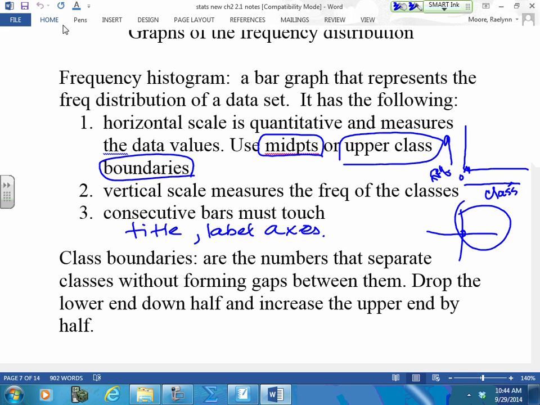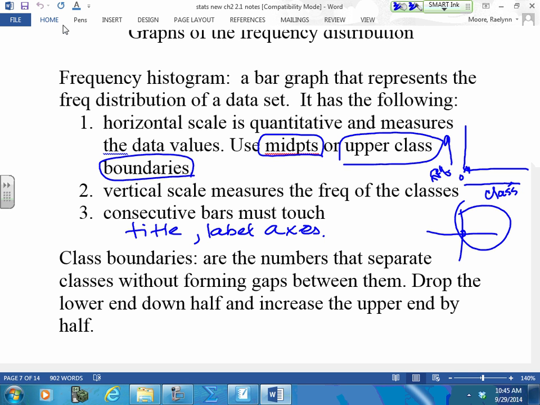You're going to put a title. These are in your class notes as well. Label it, title it. Okay? Whether you use your boundaries or your midpoints, there's no gaps between your bars. And that's probably one of the graphs you're familiar with, your bar graph, right? You've been doing your bar graph for a long time.